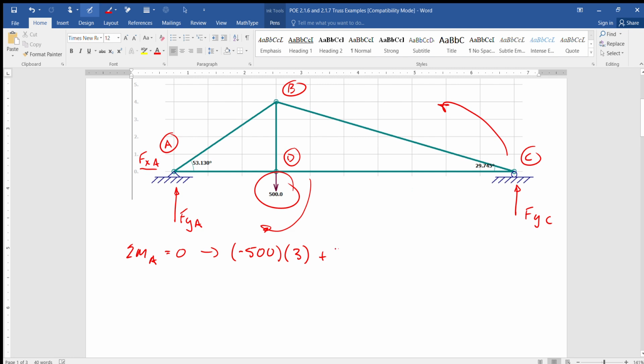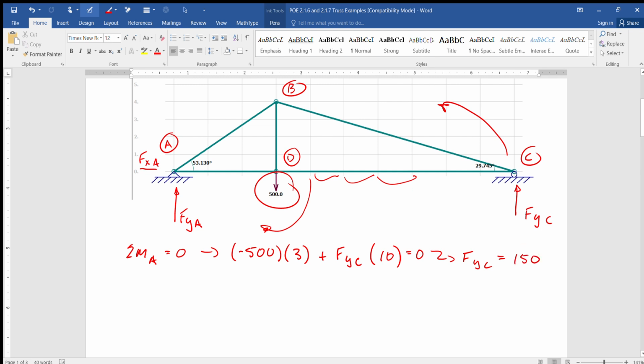So we have Fy of C times the distance 1, 2, 3, 4, 5, 6, 7, 8, 9, 10. If you don't know where I'm getting the numbers from, each box is 1, so that's 1, that's 1, that's 1. And I'm just reading them off. And that has to equal 0. So if you do the math, you find that Fy of C equals 150.